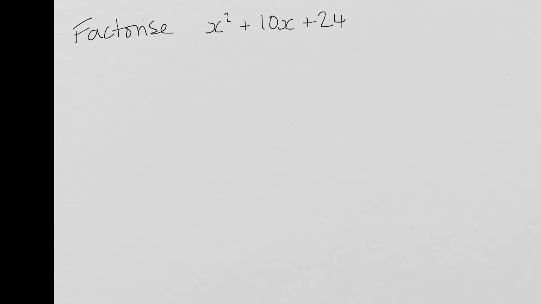So here's a question that you might be given. The command word here is factorise. That means that we're going to put it in brackets. In this case, we will have 2 sets of brackets. So that's the meaning of the word factorise. I'm going to start off by writing out my 2 sets of brackets.